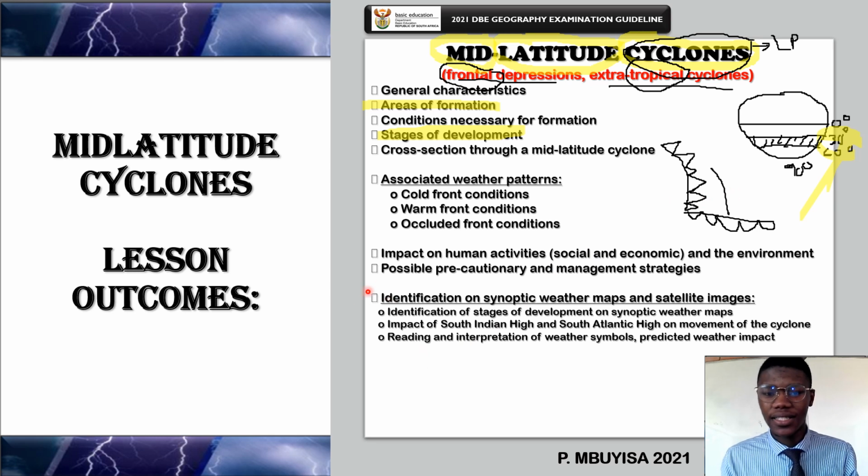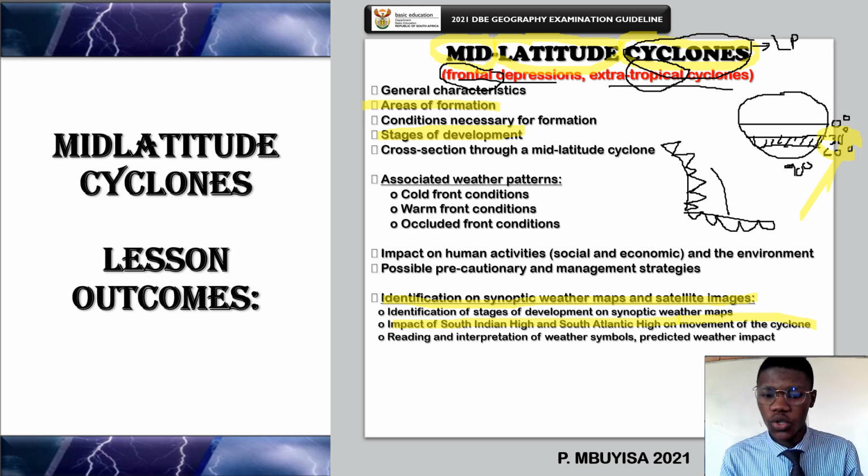And then the last part of your guideline wants you to be able to identify these systems on synoptic weather maps and satellite images. So look at a question that wants you to analyze a synoptic weather map, and we'll also look at a question that wants you to analyze a satellite image and answer questions based on that. Another facet that we think about is the impact of your high pressure systems, being your South Indian high pressure and South Atlantic high pressure, on the movement of these cyclones.